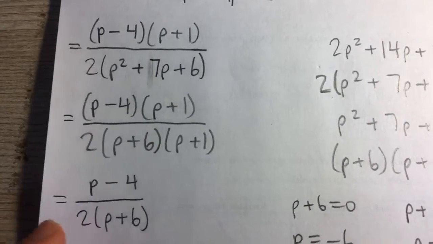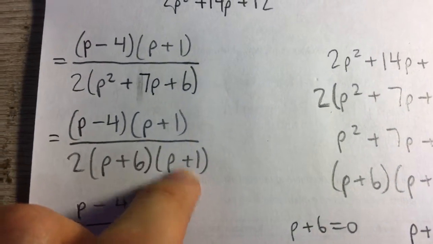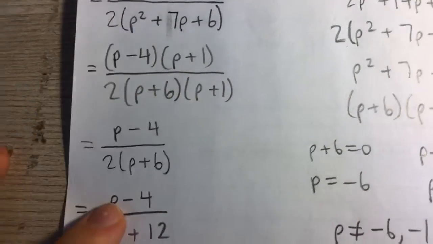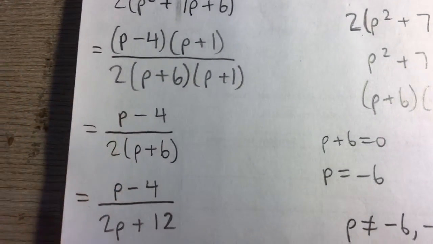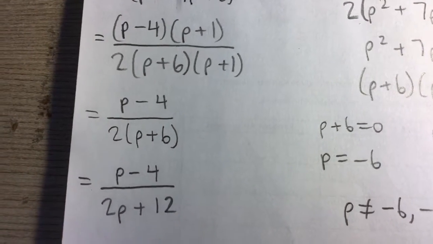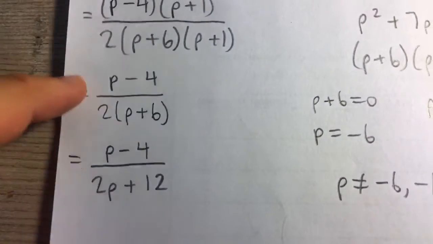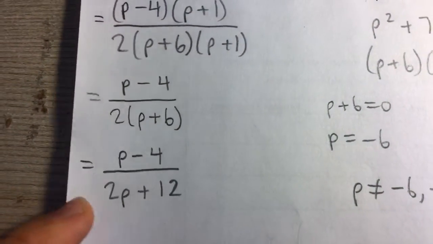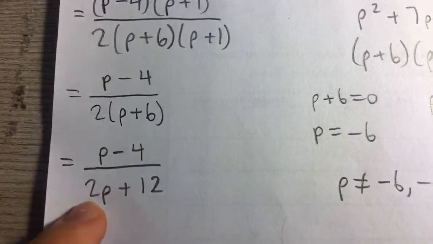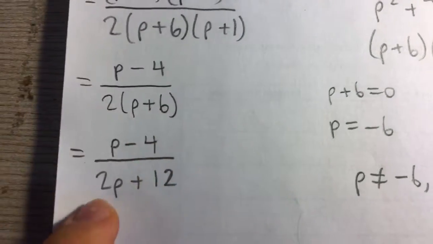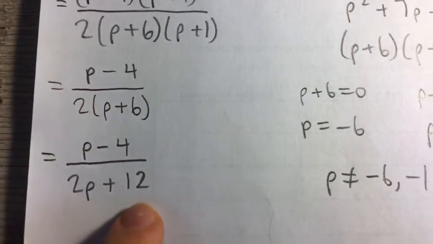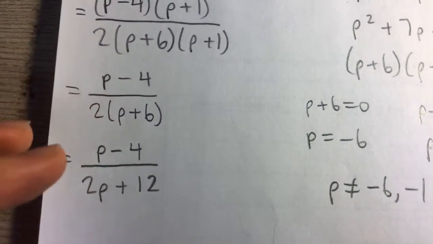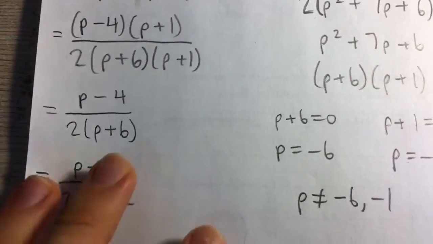And now you can see that we have p plus 1 in the numerator and denominator, and so we can cancel those out. And so all we're left with is p minus 4 over 2 times p plus 6. And that's your final answer, but you could argue that what is simpler is p minus 4 over 2 times p, which is 2p, plus 2 times 6, which is 12. So that these are equivalent. You could argue either is more simple.